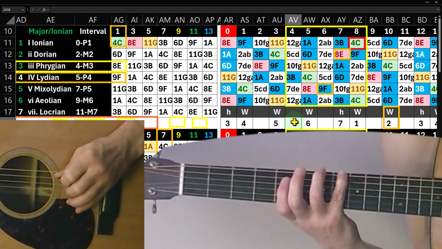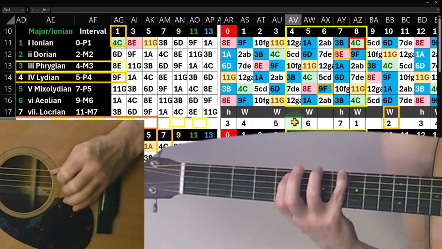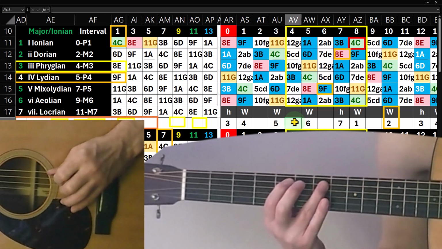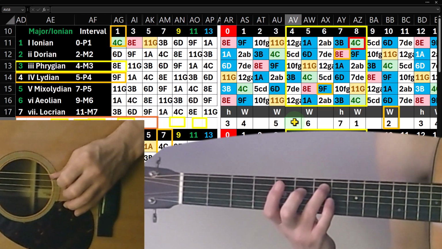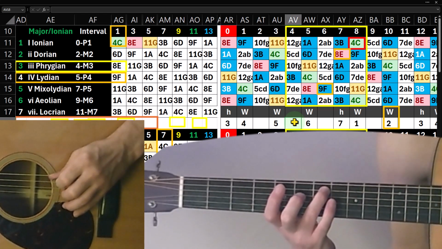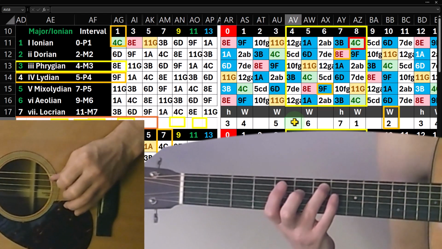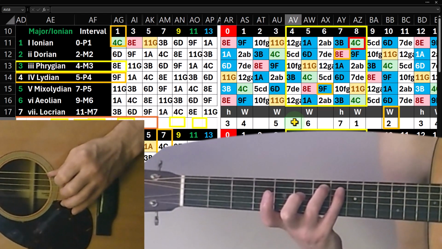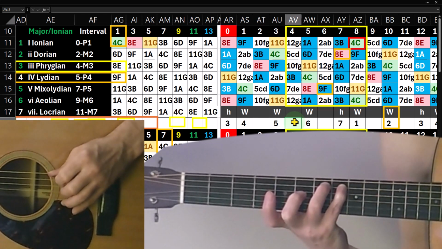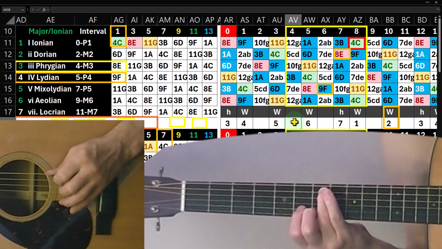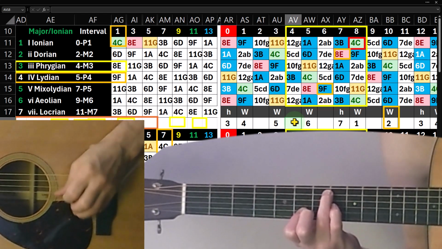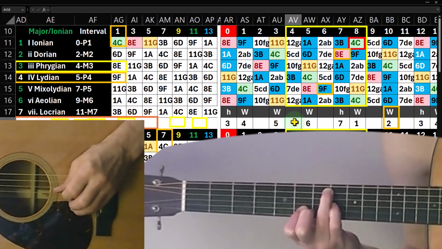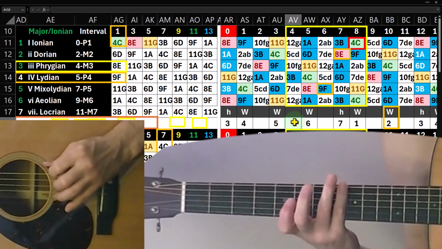So I'm going to say the first is going to be here. 1 to the 2 is a whole step, Ionian to Dorian. 2 to the 3 is a whole step, Dorian to the Phrygian. 3 to the 4 is a half step, but instead of going to this F, I'm going to move it down to this F. Sounds a little wonky because we're jumping up an octave, but that's the idea.